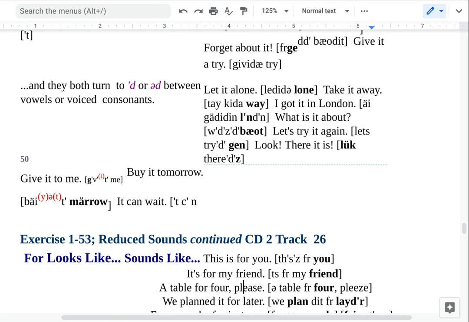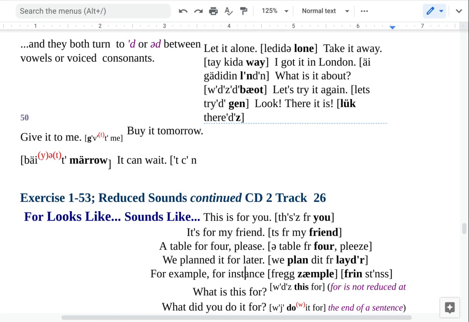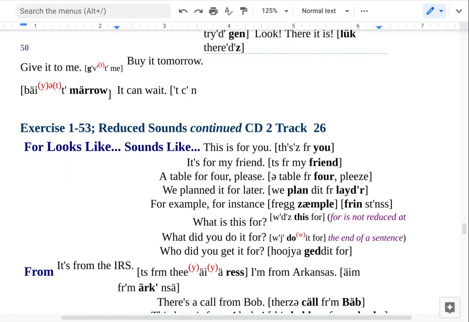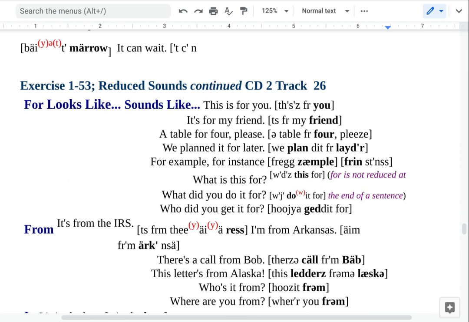For: this is for you. It's for my friend. A table for 4, please. We planned it for later. For example, for instance, what is this for? What'd you do it for? Who'd you get it for?